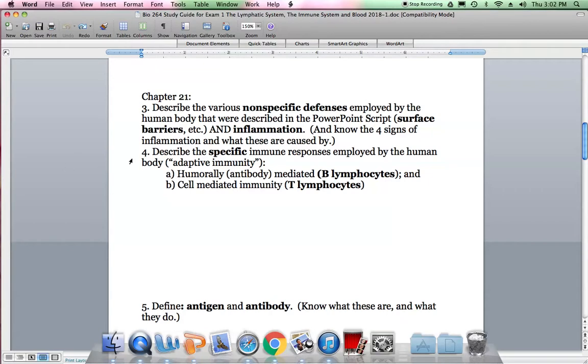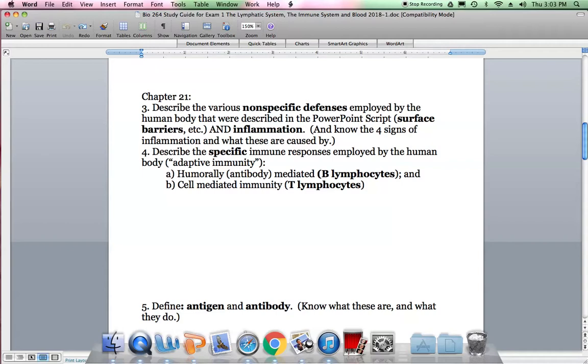Now we have another objective. This is the fourth of the study guide, the second one in chapter 21. And this is to describe the specific immune responses employed by the human body. This is our third line of defense, and it's considered adaptive, meaning the body learns how to fight specifically against a specific antigen or a specific invader in the body.